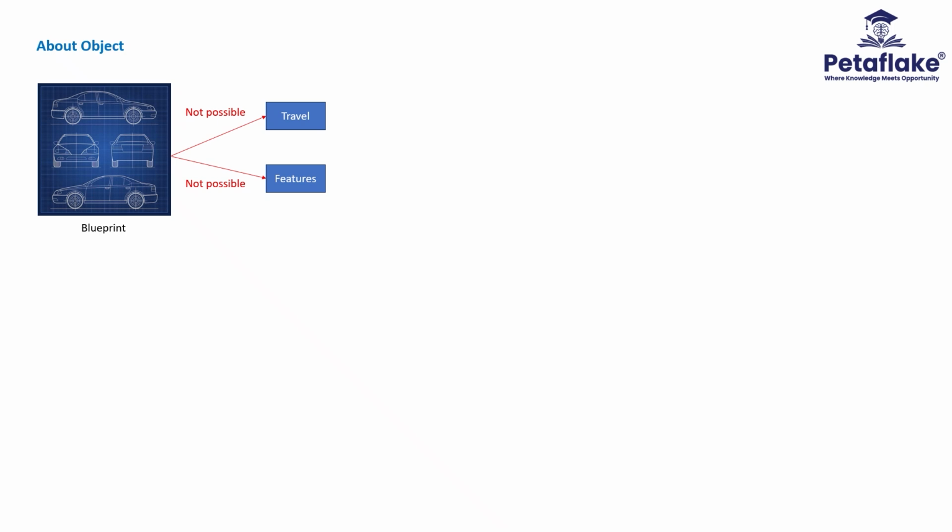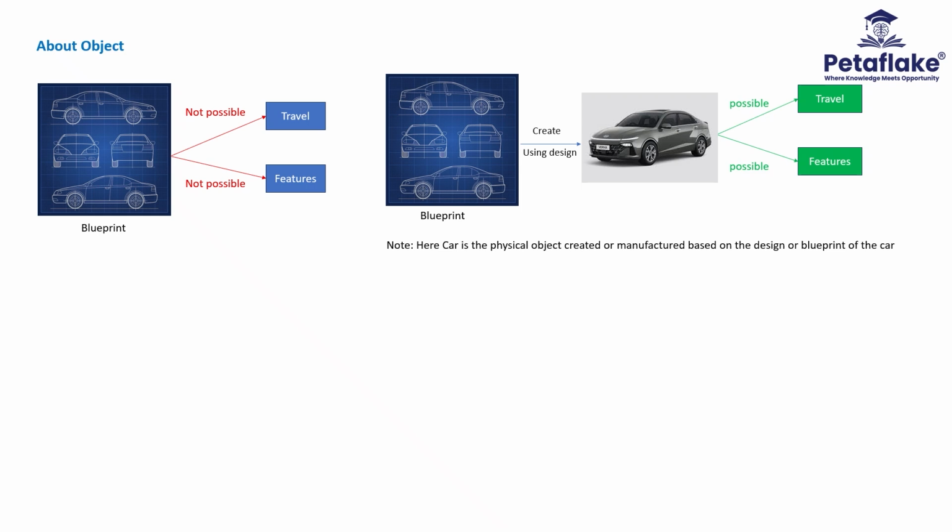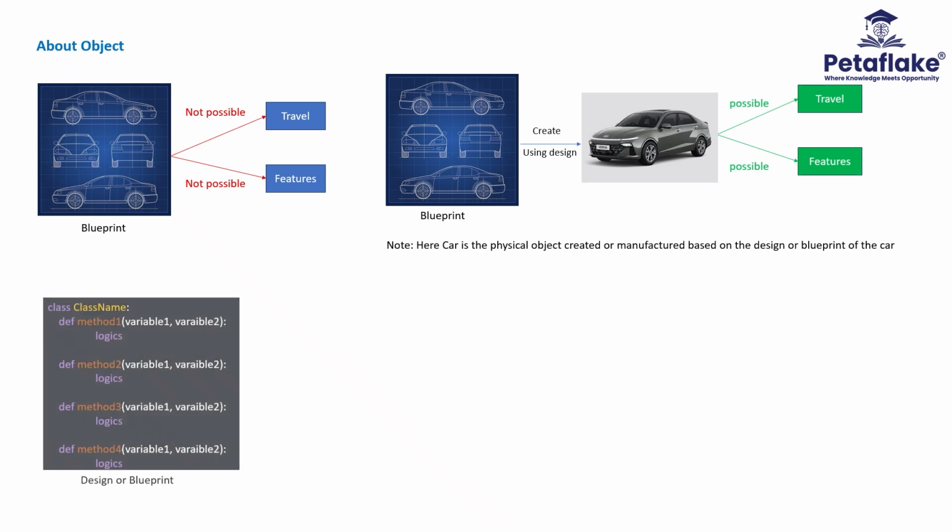First, a physical car should be created based on the design we have, and then we can use the physical car to travel from one place to another place and access its features while driving the car. Here, car is the physical object created based on the design or blueprint of the car. In the same way, class is the design developed with some features.